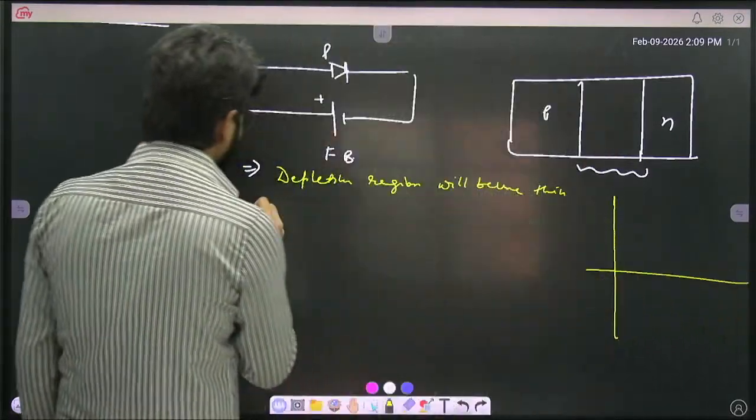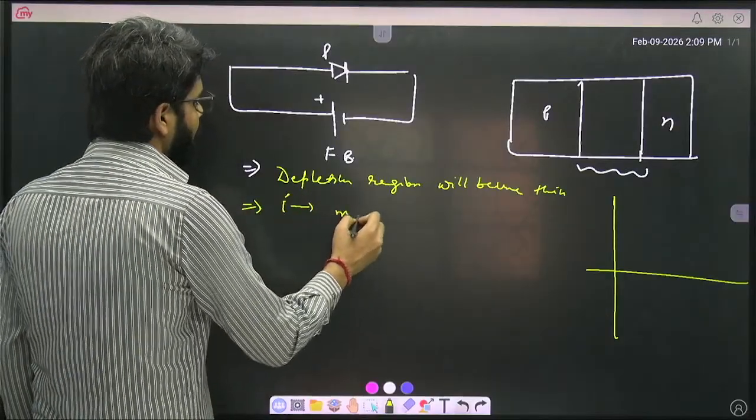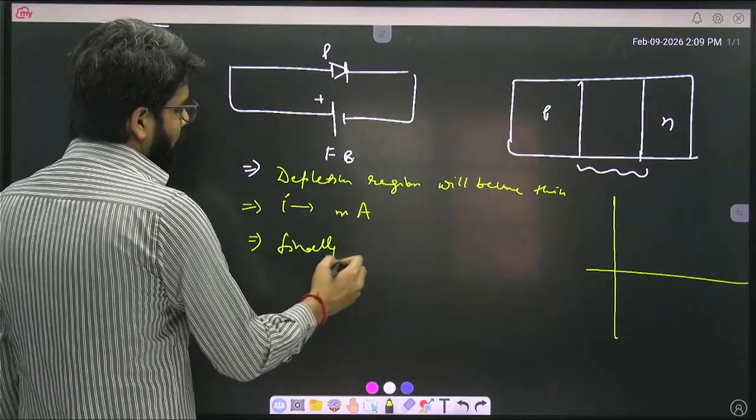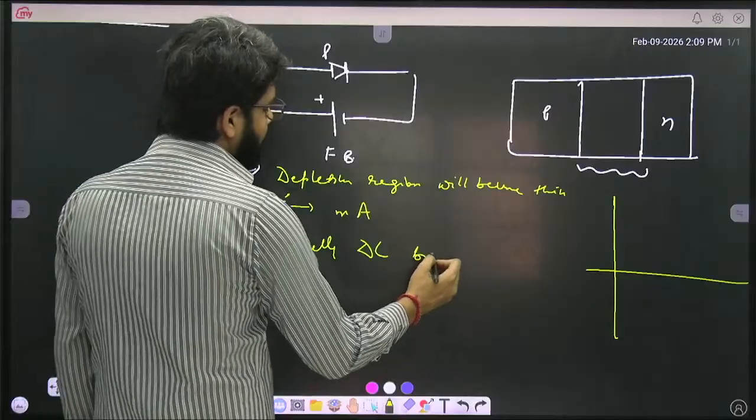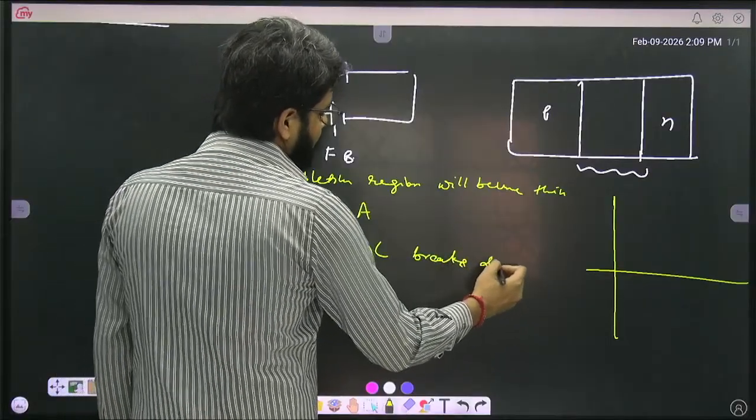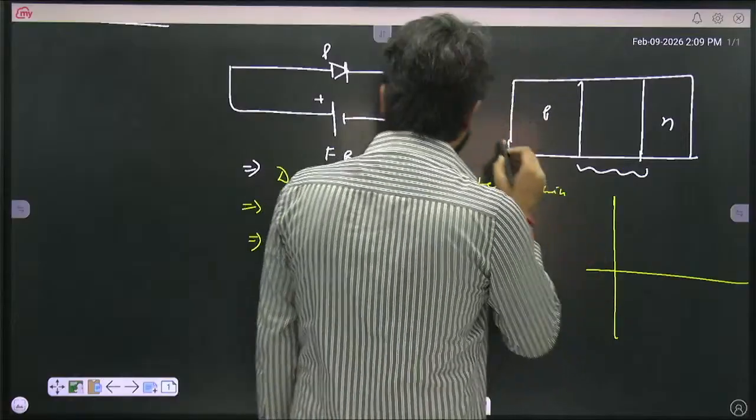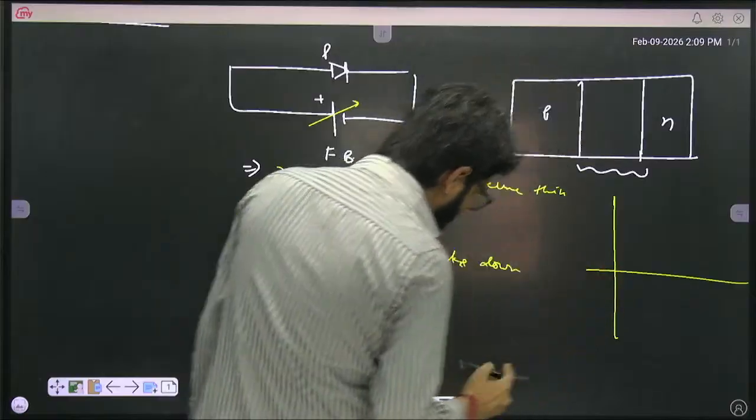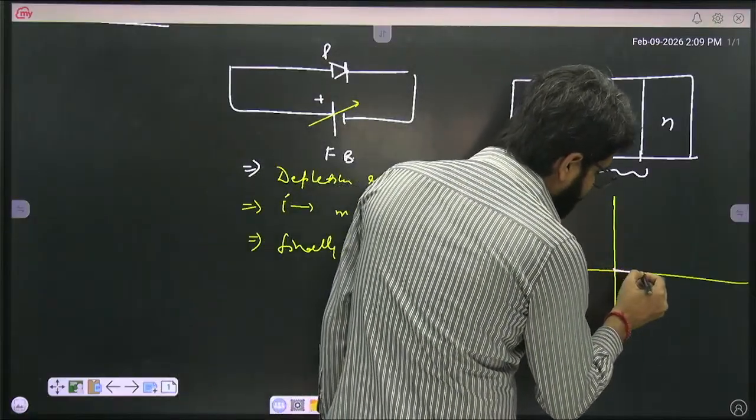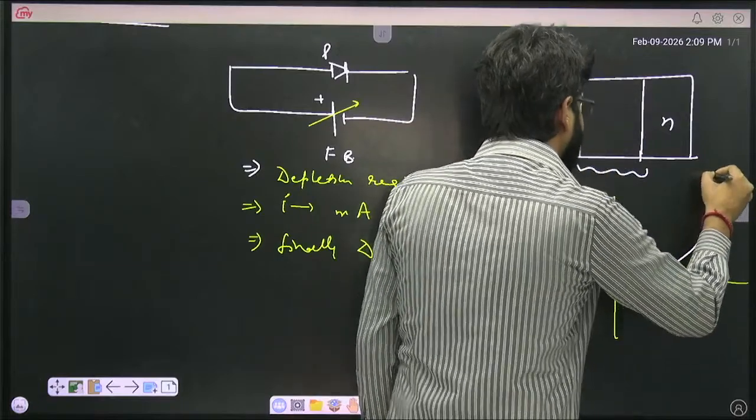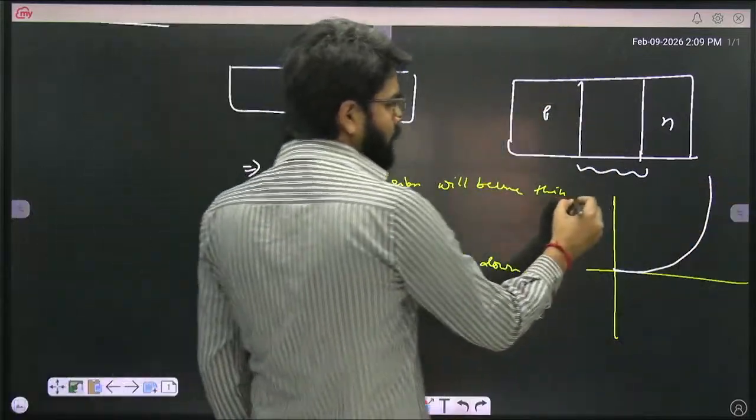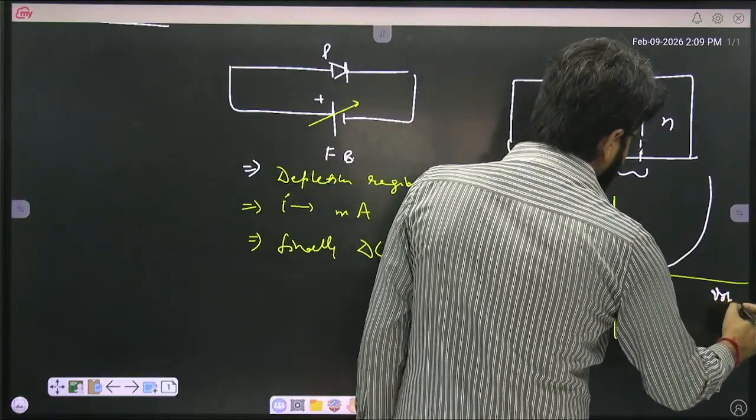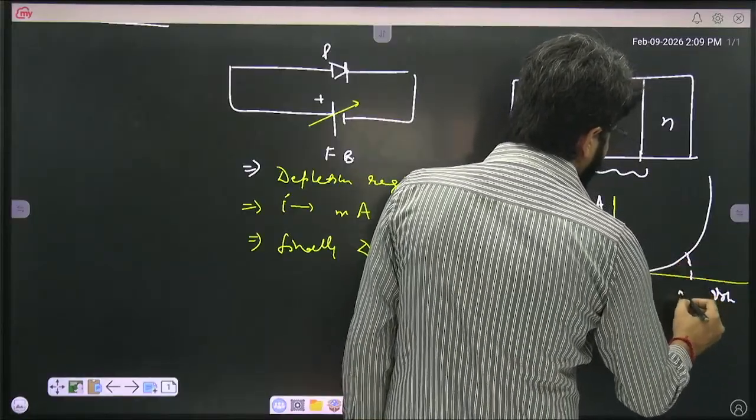The current produced is in milliampere, I is in milliampere, and then finally DL, that is the depletion region, breaks down. So you can see when it is connected with the battery, as the battery potential increases, the current starts increasing gradually at a very low rate, and then all of a sudden it increases abruptly. So the current produced is in milliampere, and this one is your voltage. We have a very significant rise in the current at the value of the VB.